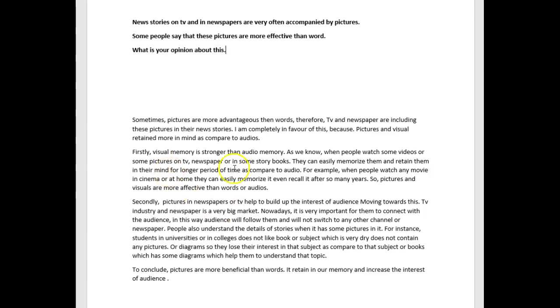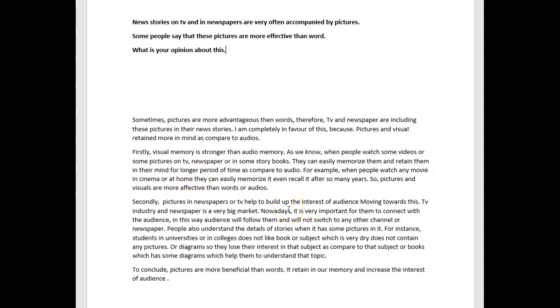Okay, so now that we've come to some sort of a conclusion about that, let's see if we can fix some of the language here. So, secondly, pictures in newspapers or TV help to build up the interest of the audience, full stop. And then you said that it's a very big market. I didn't understand that sentence at all. What's a very big market? Do you mean that the people who read newspapers and watch TV are a very big market? So you need to say that.